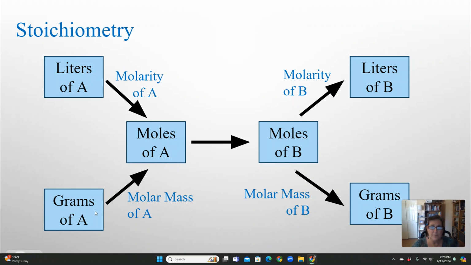Now down here at the bottom is what we already know. Grams of A, use the molar mass to get to moles of A. Use the mole ratio to get to moles of B. Mole ratio comes from the balanced equation. Then we can use the molar mass of B to get to grams of B. So again, we can do grams to moles to moles to grams, but what we're learning now is this additional piece where we can do liters to moles to moles to liters. For solutions. It has to be solutions. All right, let's look at an example.